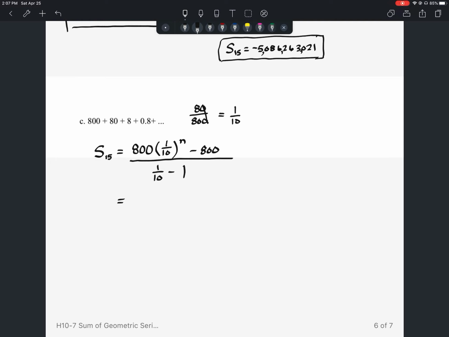As we think about that, I'm going to simplify it a hair. We have 800 times, and I did that again. That's not an n, we know what n is, it's a 15. So 800 times 1/10 to the power of 15 minus 800. Then what is 1/10 minus 1? Isn't that the same as 1/10 minus 10/10, which should be -9/10?